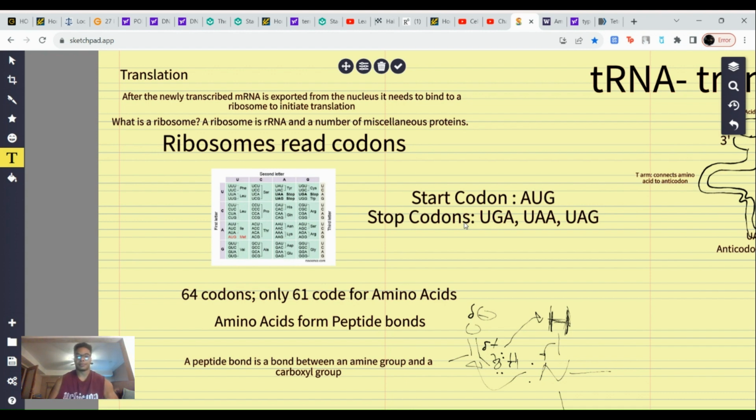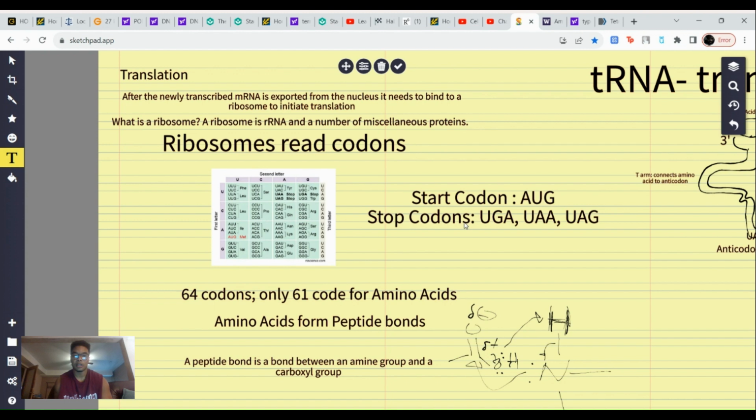So, what happens after the mRNA molecule with the 5' cap and the polyadenosine tail leaves the nucleus? After the newly transcribed mRNA is exported from the nucleus, it needs to bind to a ribosome to initiate translation. So, what is a ribosome? A ribosome is composed of RNA and a number of miscellaneous proteins that help it function.